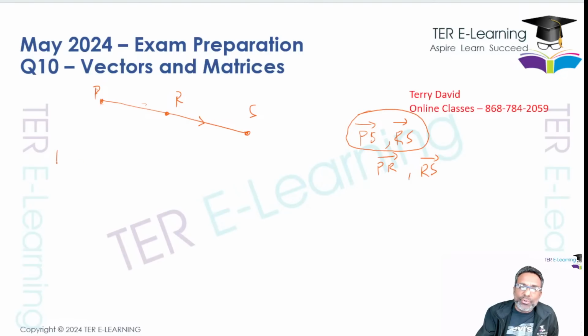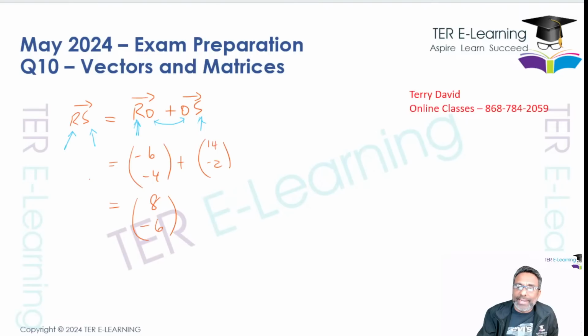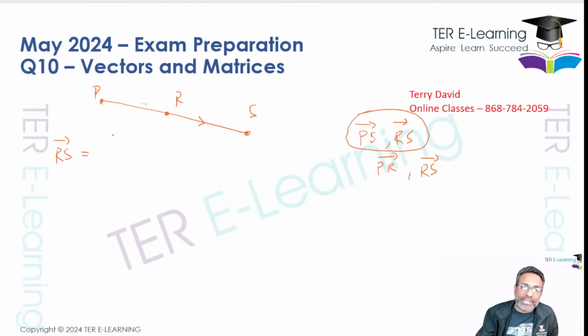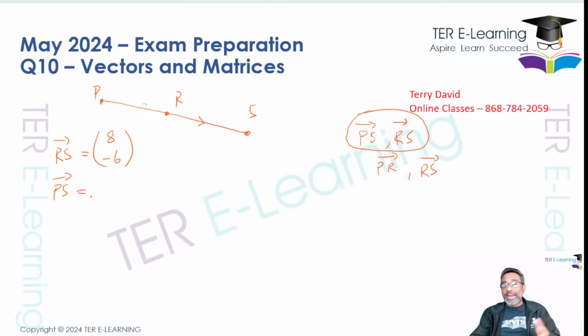I already know what RS is. We worked that out before, it was the last thing we worked out. We got RS as 8, -6. So write down that vector, 8, -6. What I'm going to do now is figure out what PS is. If I don't have it, I'm going to work it out. And I don't even need a diagram for this.